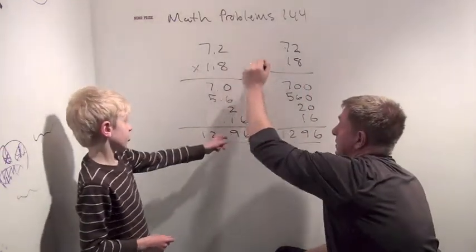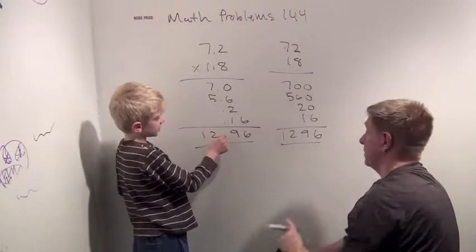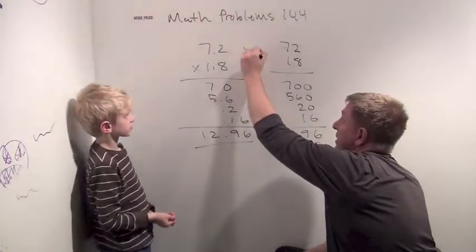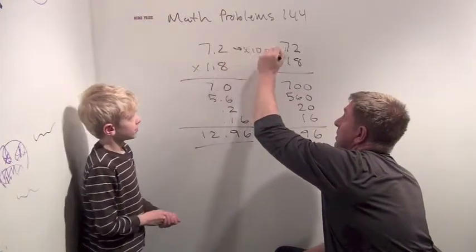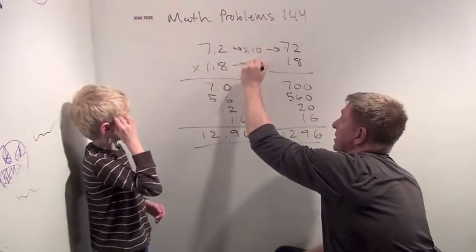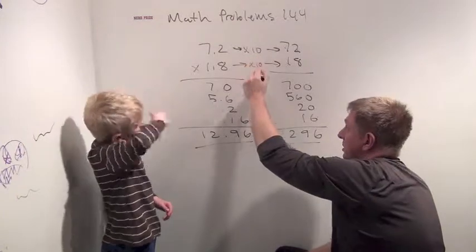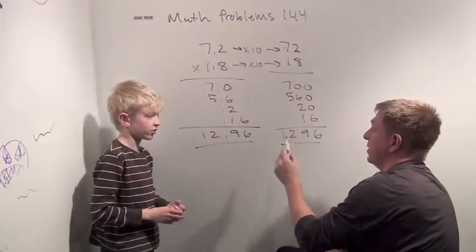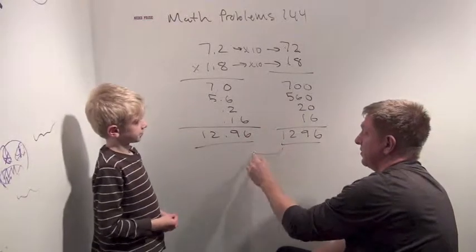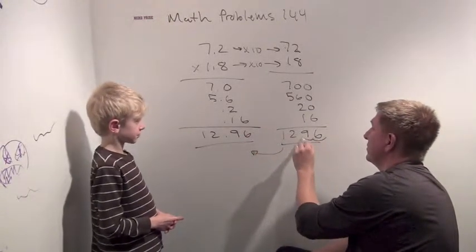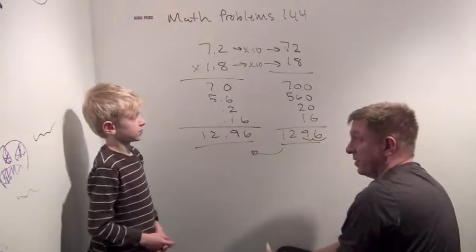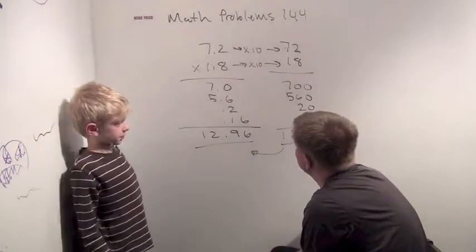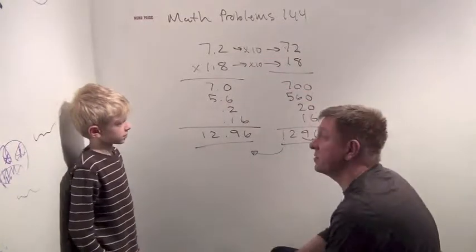Okay, and now we figure out how this number relates to this number. Well, if you shift this over two decimal places, right, here I multiplied by 10, and here I multiplied by 10. So you're going to shift it over 100, which is two decimal places. Right, so to get back to here, I have to divide by 100, which is shifting over two decimal places, and now you get 12.96.